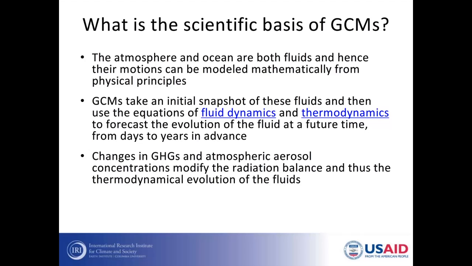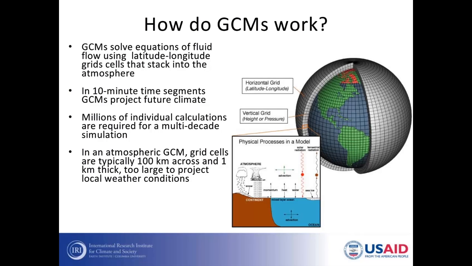Changes in greenhouse gases and atmospheric aerosol concentrations modify the radiation balance and thus the thermodynamical evolution of these fluids. GCMs solve the equations of fluid flow using a latitude-longitude grid of cells that stack into the atmosphere, one on top of the other. They do this in 10-minute time segments, roughly speaking, to project or predict future climate. Computers need to execute millions of individual calculations to do this for a multi-decadal simulation.